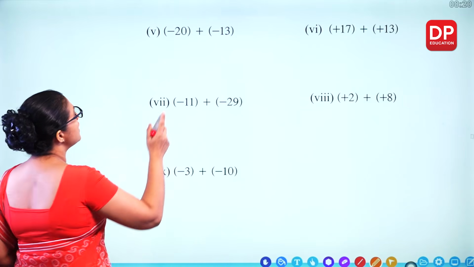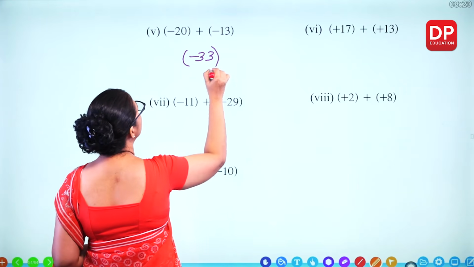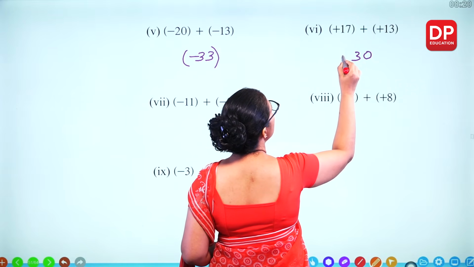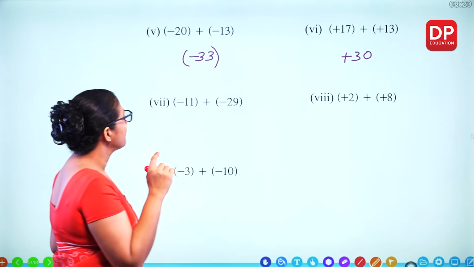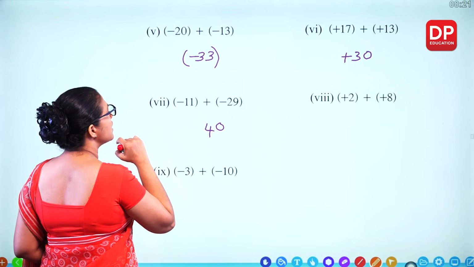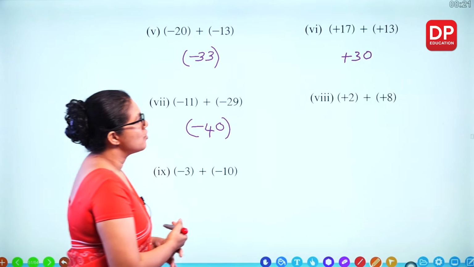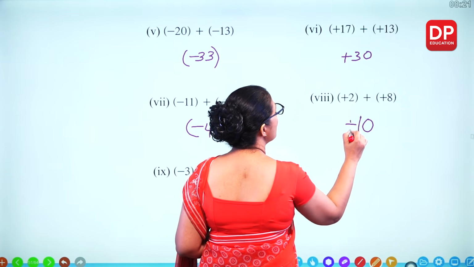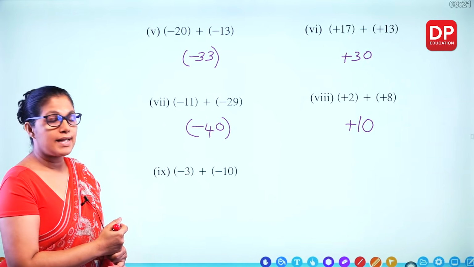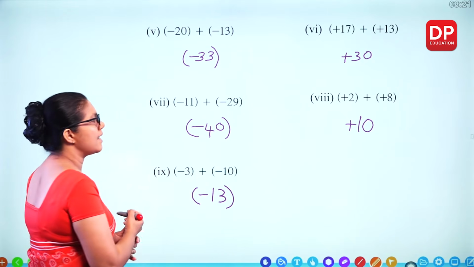Negative 20 and negative 13, both negative. So add the two numbers and put the sign. 17 and 13 addition, that's 30, put the sign. 29 and 11 addition, that's 40. Put the sign of the two numbers, that's negative. 2 and 8, that's 10. Put the sign of the two numbers, that's plus. Minus 3 and minus 10, that's 13. Both negative, put the sign as negative.